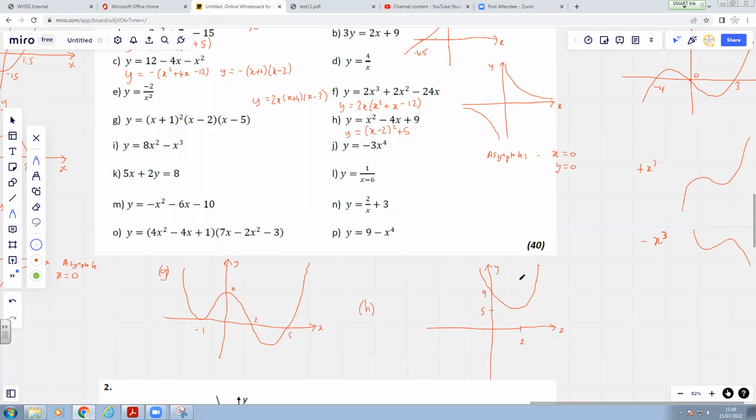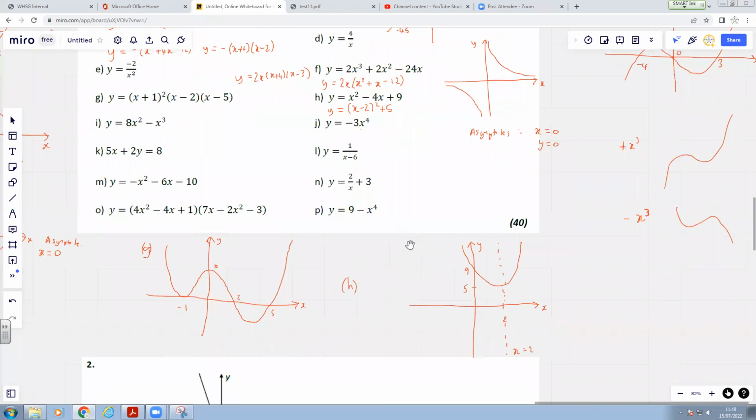It's got a line of symmetry at x equals 2. There's a line of symmetry there. Quadratics are the only ones which kind of have to be symmetrical. Okay, so what are we on now?